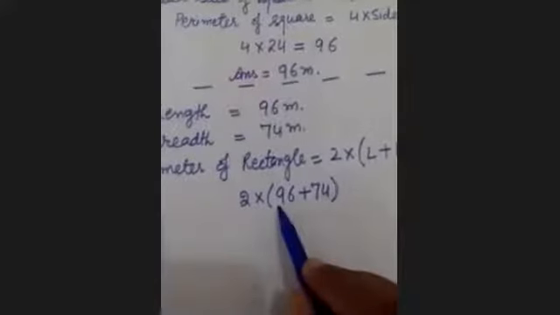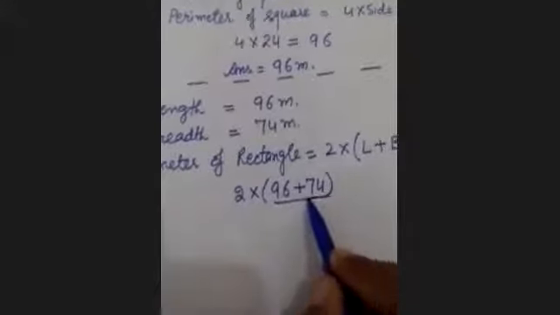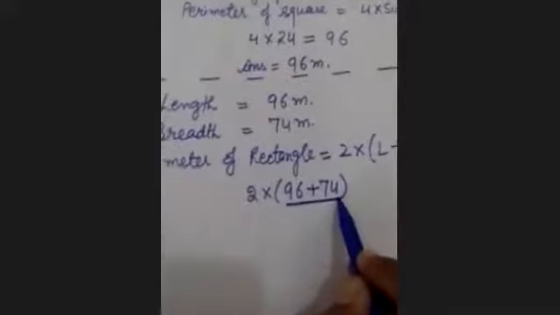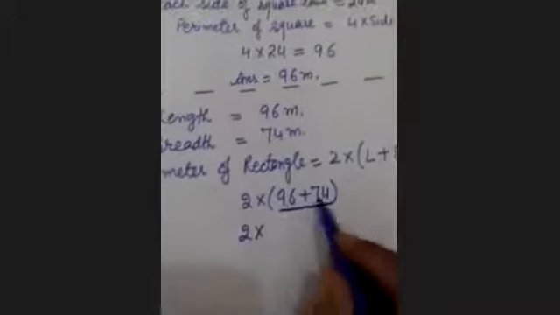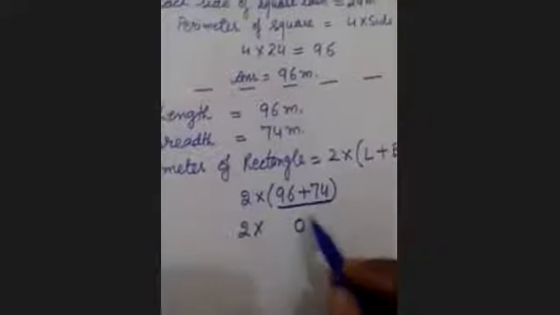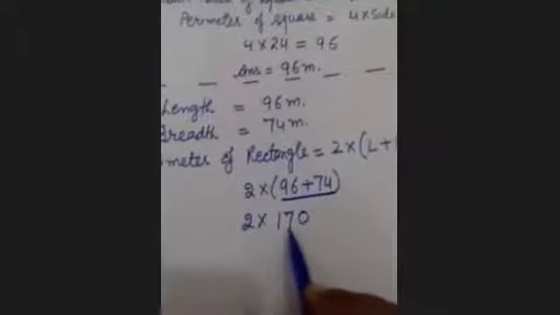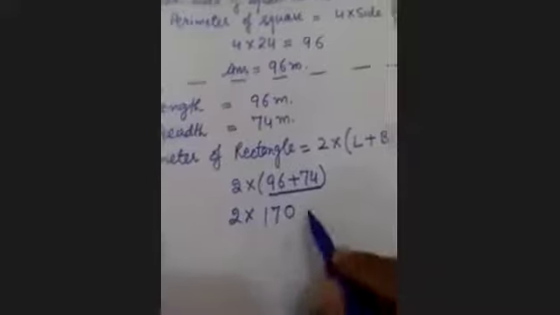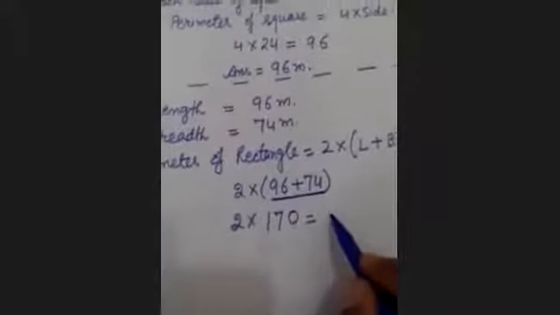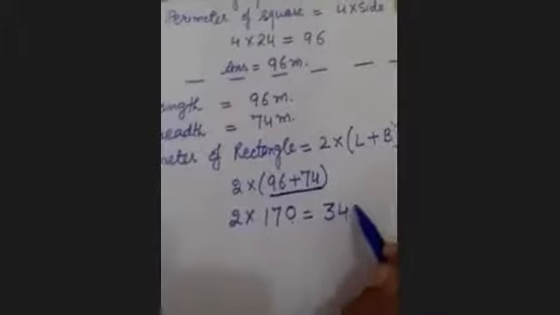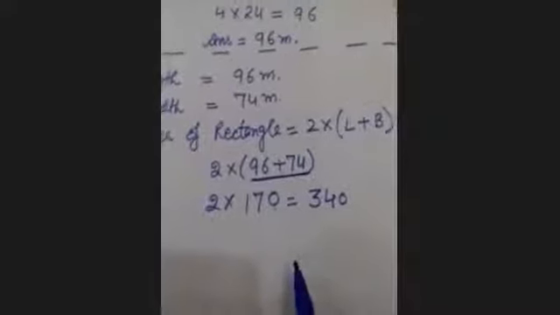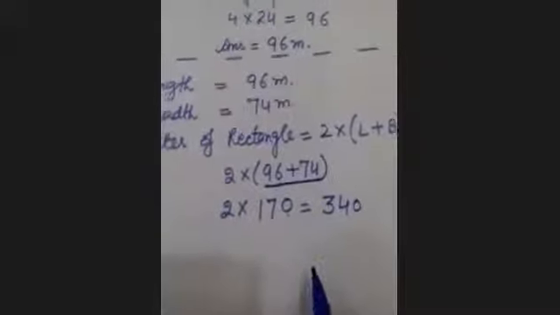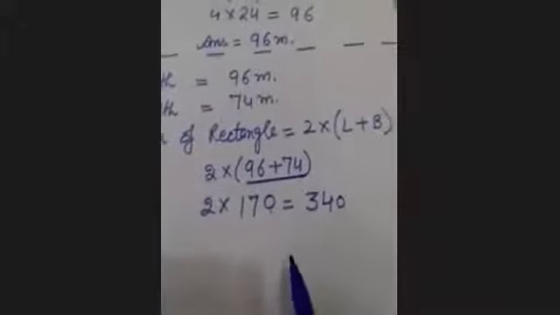Now first we will solve this part. 96 plus 74. 2 multiply 96 plus 74, 6 plus 4, 10, 1 carry, 17, 170. Now 170 multiplied by 2, we get 340. So students, perimeter of this rectangle is 340 meter.